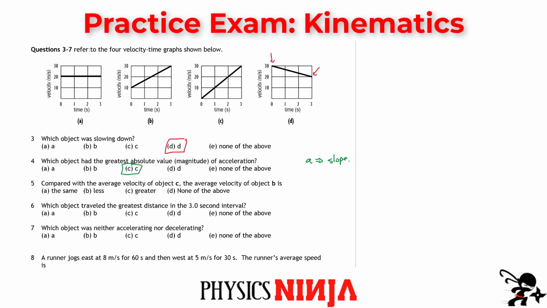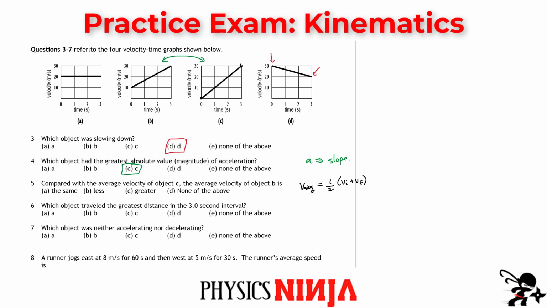Compared to the average velocity of C, the average velocity of B is what? Is it the same, less, greater? We're comparing both of these, and we want to know the average velocity. Do you know how to calculate the average velocity if it's changing? If it's changing at a constant rate like this, so the acceleration is constant, it's just 1/2 (v initial plus v final). You just add them up and then divide by 2.